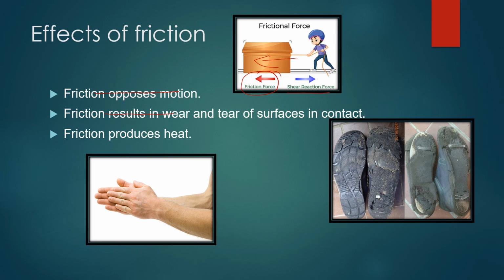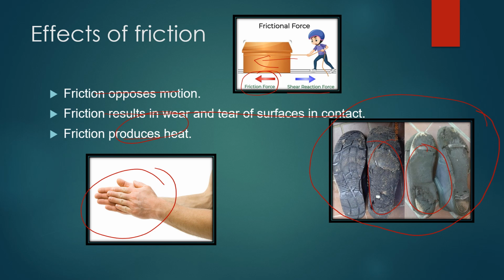Now, friction results in wear and tear of the surfaces in contact. Here you can see after wearing these shoes for a long time, the soles have got torn. Friction is actually the reason for the wear and tear of soles or surfaces. Now friction produces heat. When you rub both your palms together, you will feel a sensation of heat. In the winter season, when your hands get cold, you just rub your hands together and you will get a sensation of heat. That is, friction produces heat.